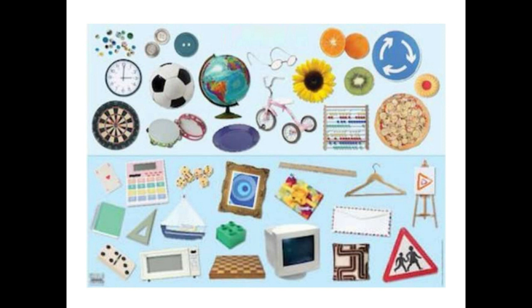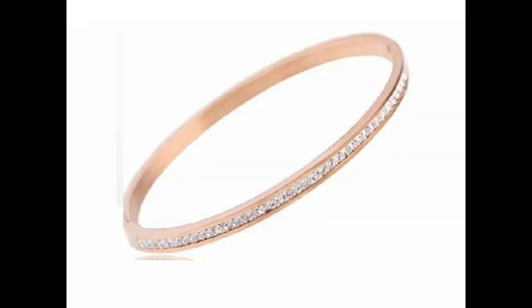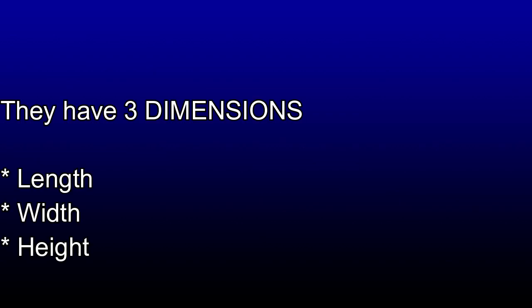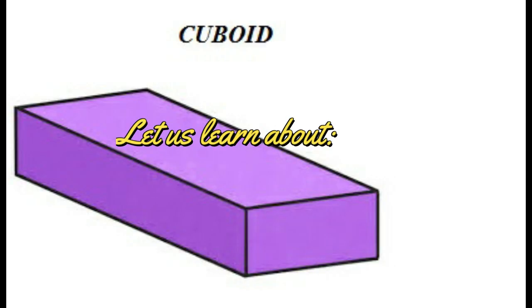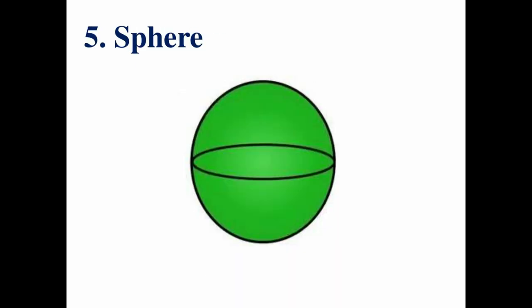We can see many shapes in our day-to-day life. Some real-life examples are bangle, carom board, ball. Today we are going to learn about solid shapes. Solid shapes or figures refer to three-dimensional objects. They have 3 dimensions. These dimensions are length, width and height. Let us learn about the following solid shapes: cube, cuboid, cone, cylinder and sphere.